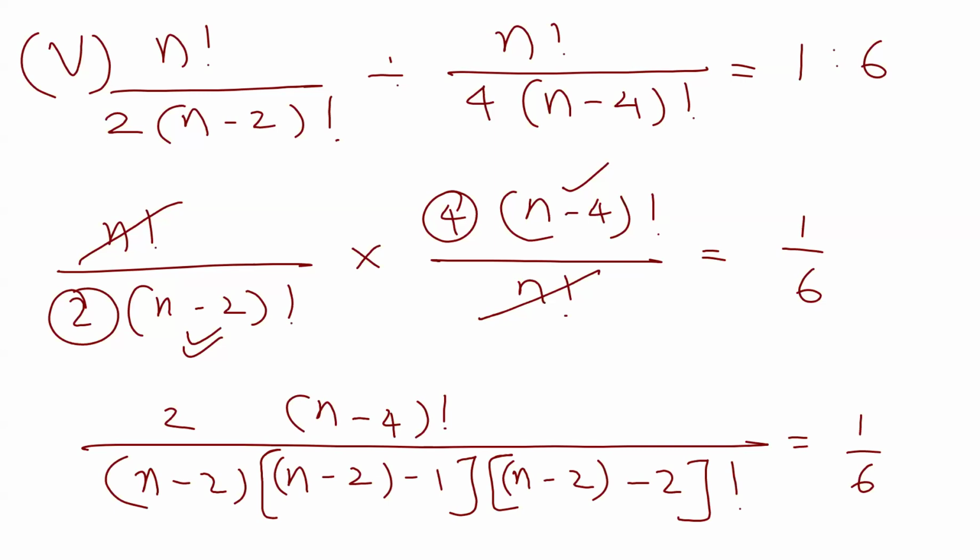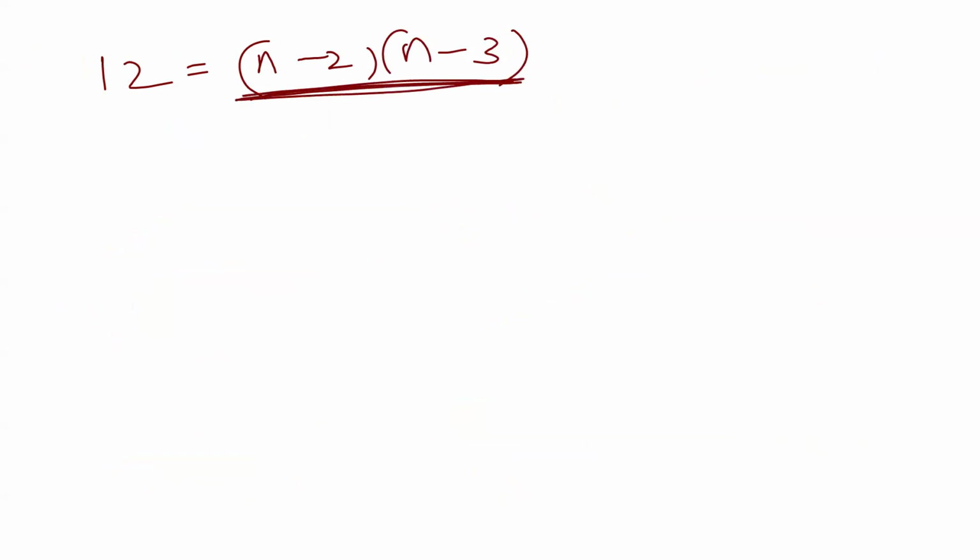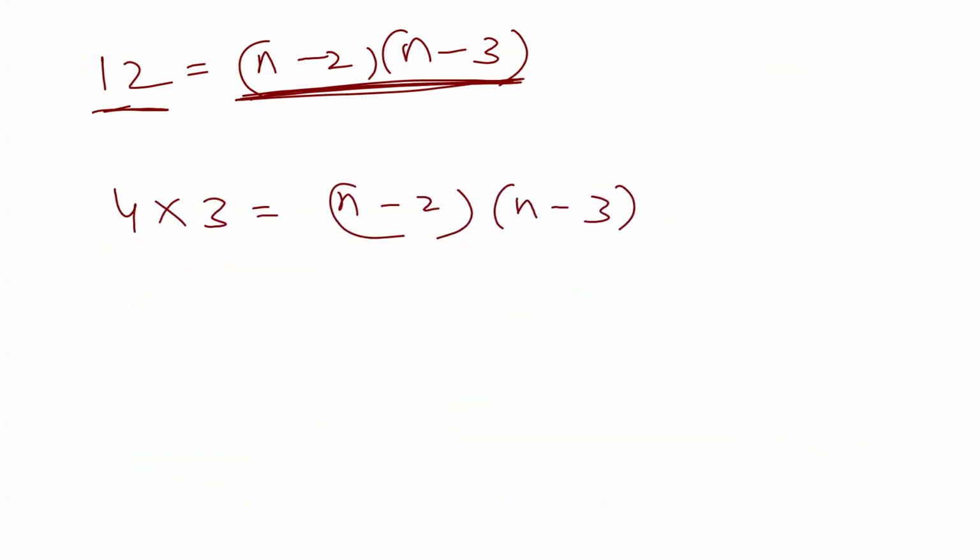Okay. So this term and this term will get cancelled because both are n minus 4 factorial. This is going to be n minus 3. So 2 into 6, that will be 12, equal to n minus 2 into n minus 3. Now these are two consecutive terms. So 12 I'll break down into two consecutive terms. I cannot write 6 into 2. They won't be consecutive.